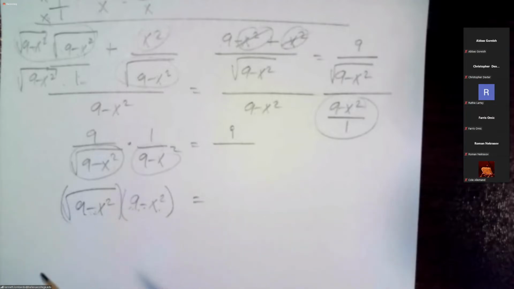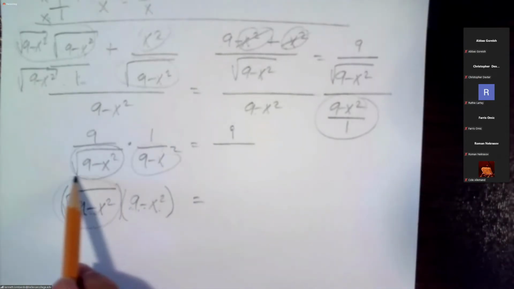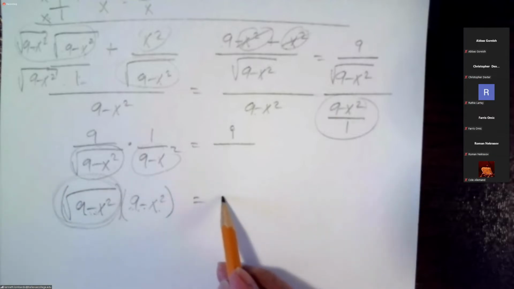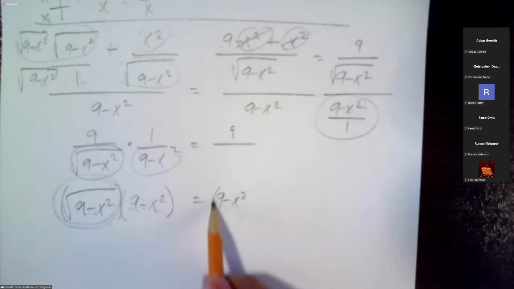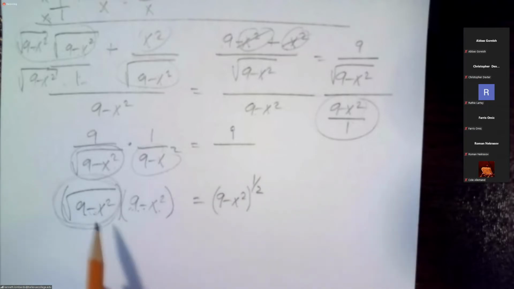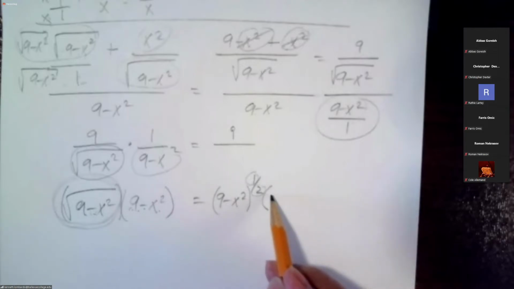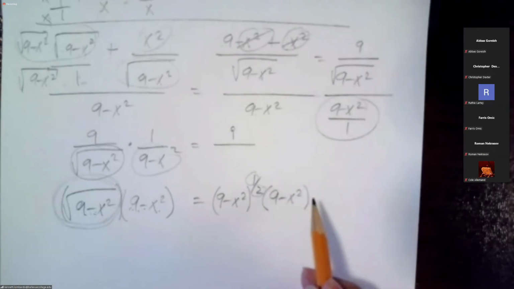And how would we do that? I would suggest that if we change this to exponential form, that looks like 9 minus x squared to the 1/2 power, doesn't it? 1/2 power is the same as the root, the square root. Here's the root, here's the power. And we'll multiply that times 9 minus x squared.